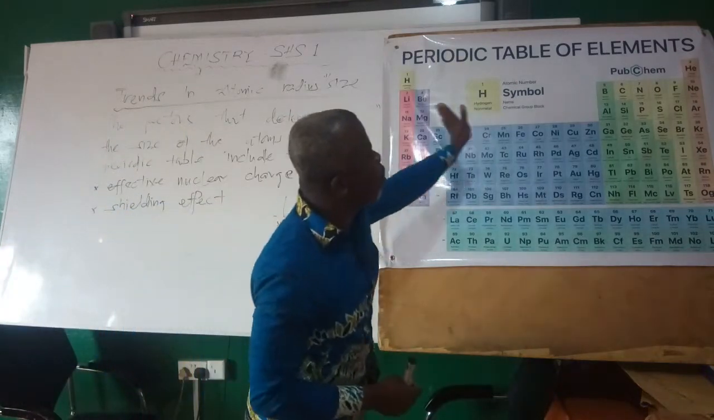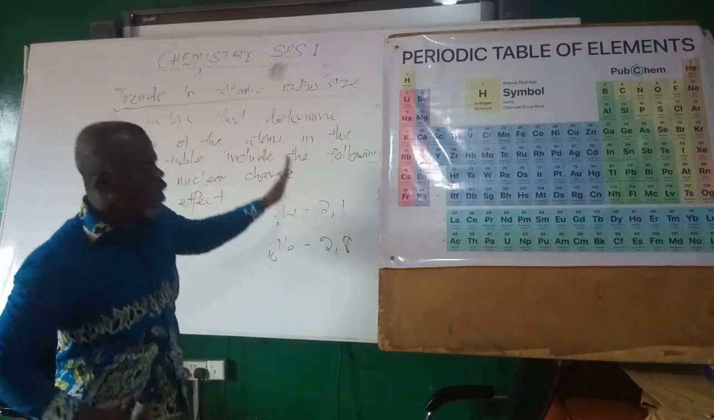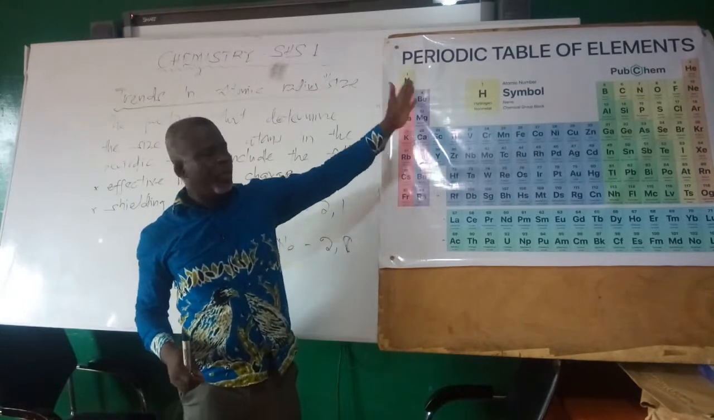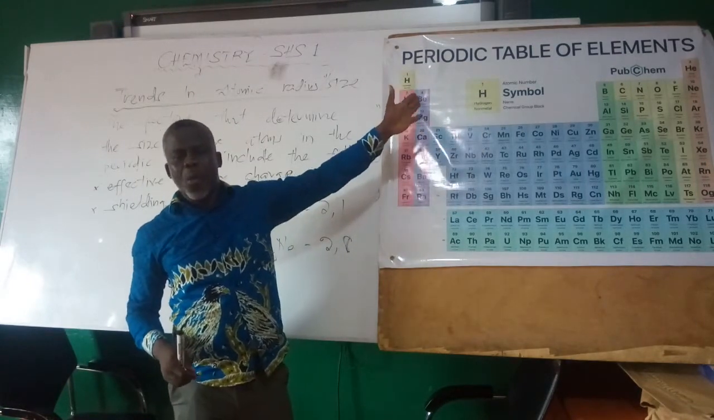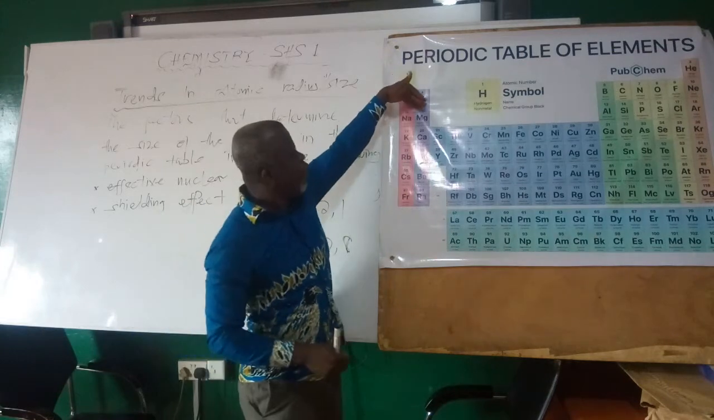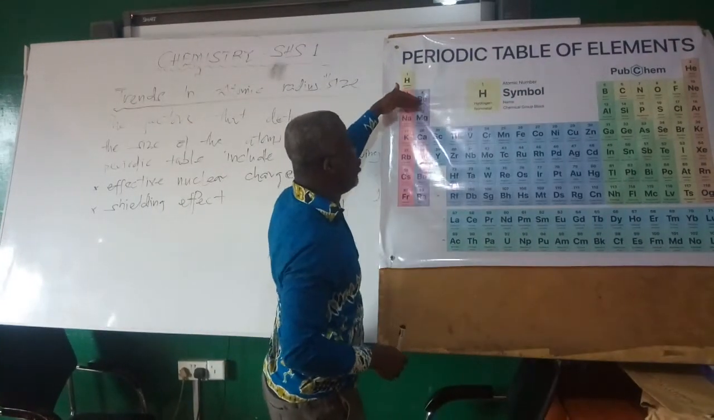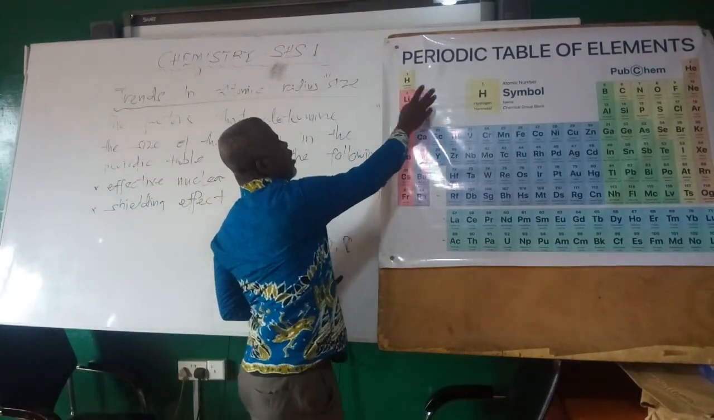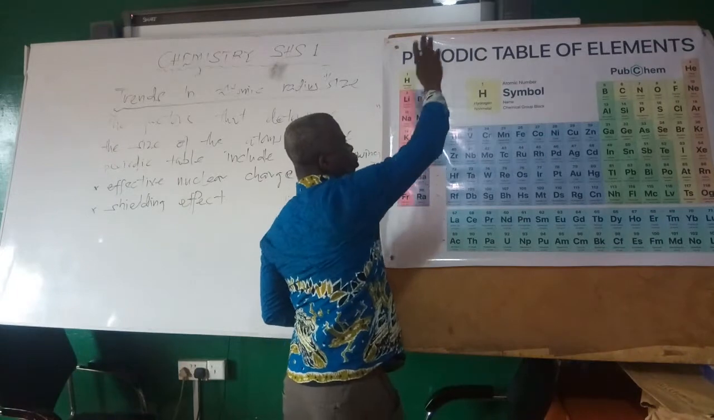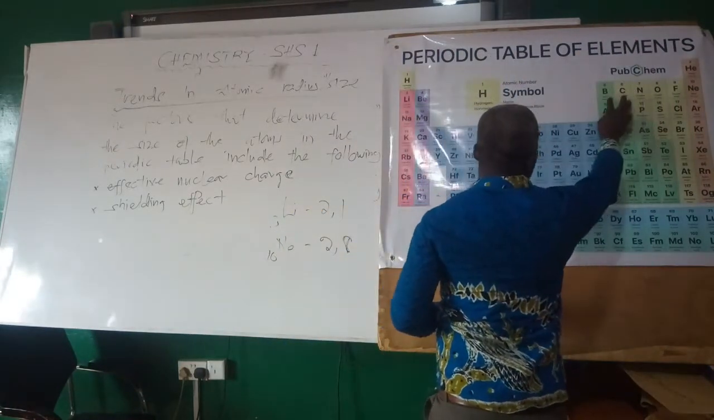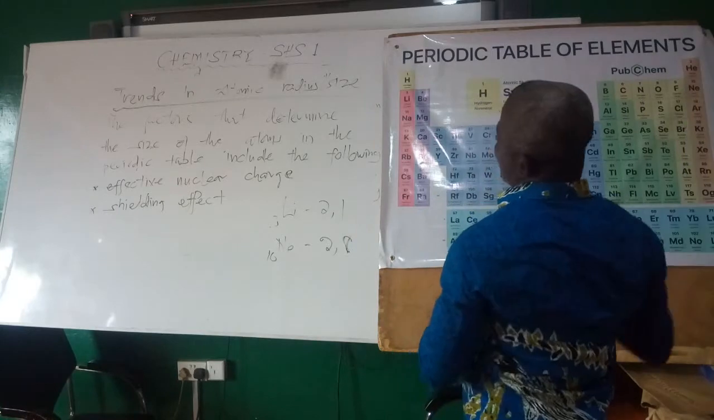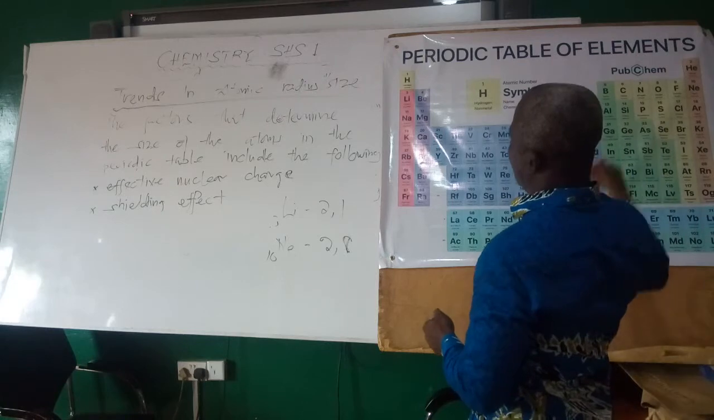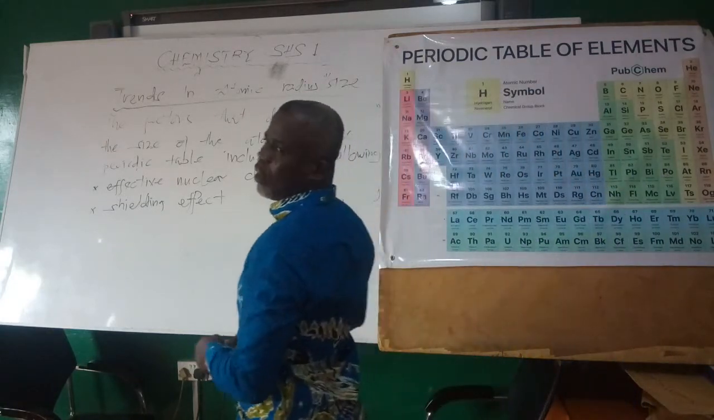So across a period from left to right, generally atomic radius decreases. Why? We use these two terms: effective nuclear charge is increasing, but shielding remains constant. So it means that lithium will be larger than beryllium, which in turn will be larger than boron, and boron will be larger than carbon, in that order. So that is it. Across a period from left to right, atomic radius decreases.